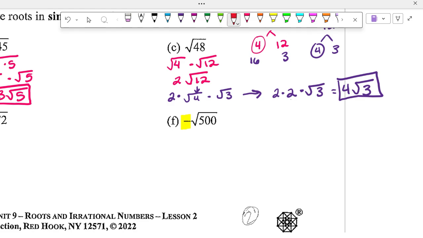So 500. What are some factors of 500? A 5 and 100. That's pretty straightforward. So I have negative times the square root of 100 times the square root of 5. What's the square root of 100? 10. So I get negative 10, because I have to include that negative, times the square root of 5.